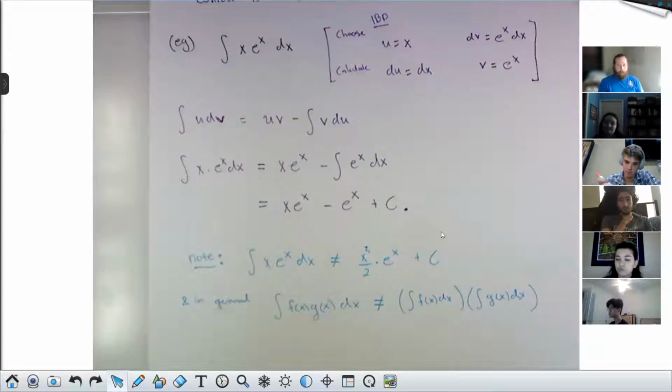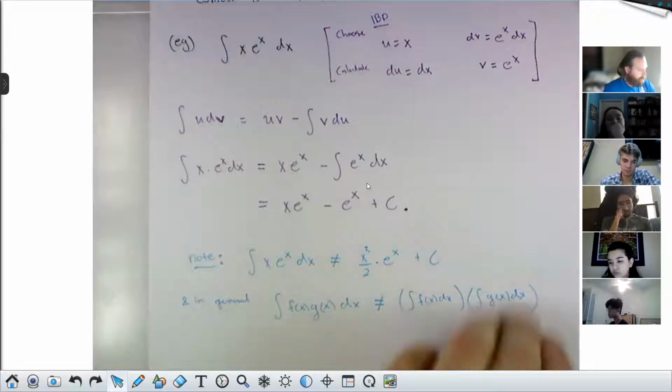Okay. And if we wanted to check our work, I could differentiate this, right? This piece I would need to differentiate with the product rule. And when I put everything together, you will just get x times e to the x. I'm not going to spend class time doing that. But.